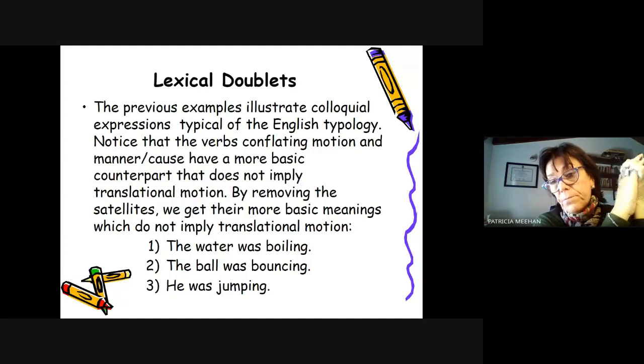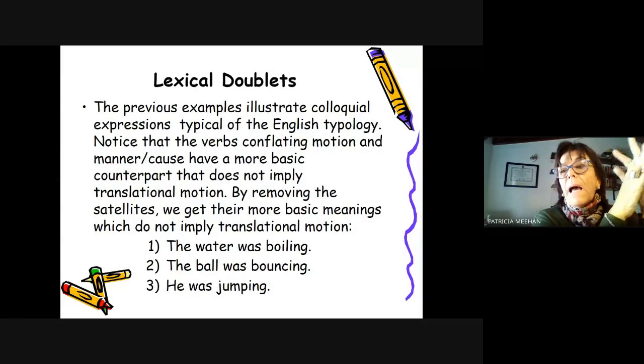¿Me siguen? ¿Sí? Antes, cuando teníamos más tiempo en la presencialidad.